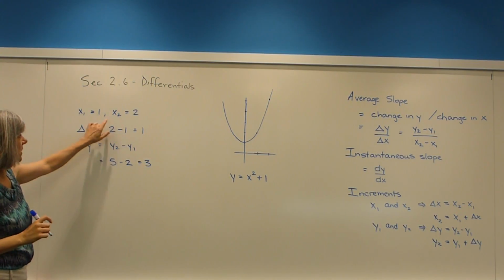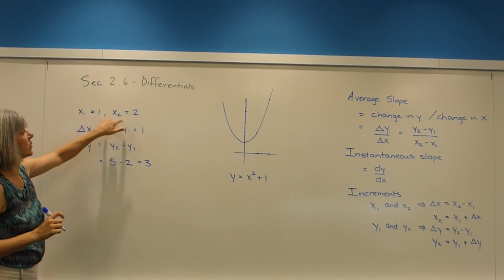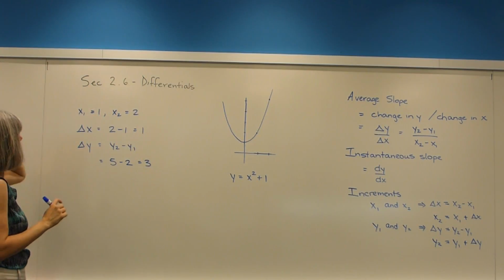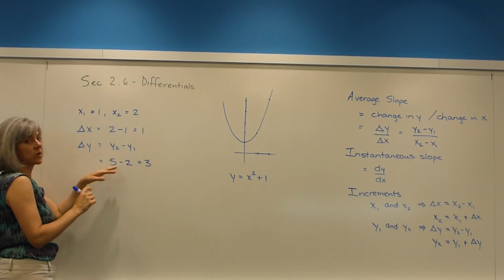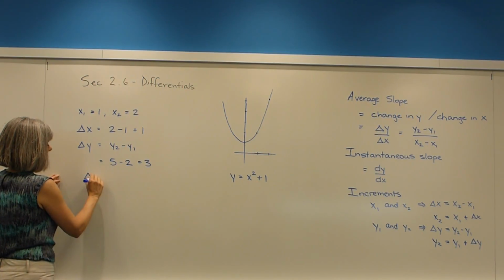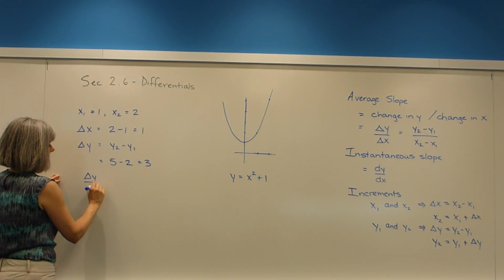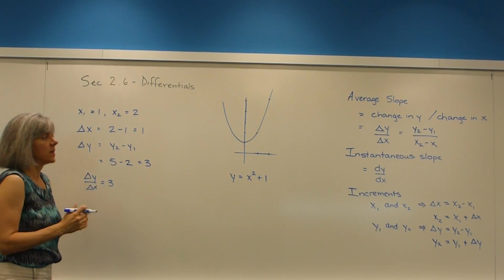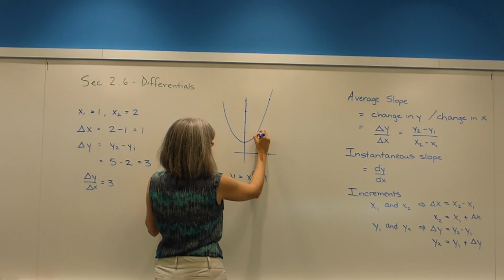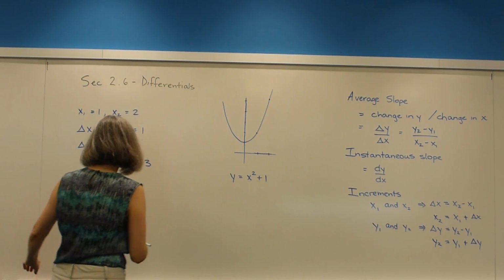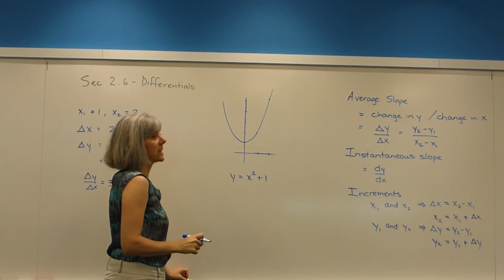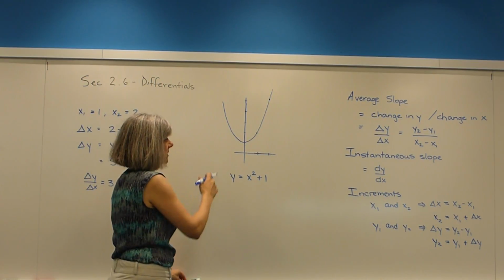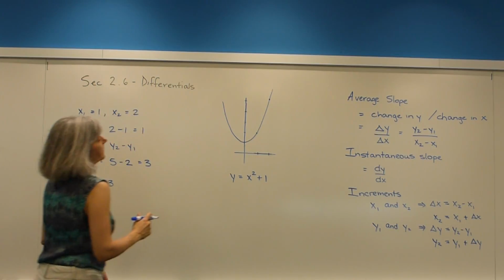So delta x is 1. To go from x equals 1 to x equals 2, we just jump by 1. And then y goes from 2 to 5. So now we know that delta y over delta x is 3. If we could connect this with a straight line that you could see was different from the graph, we'd see that it has a slope of 3, just connecting those 2 points.